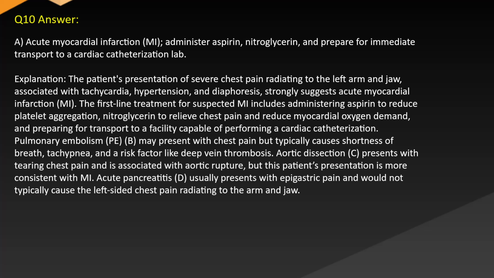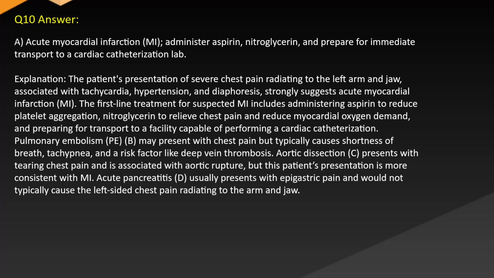The first-line treatment for suspected MI includes administering aspirin to reduce platelet aggregation, nitroglycerin to relieve chest pain and reduce myocardial oxygen demand, and preparing for transport to a facility capable of performing a cardiac catheterization.